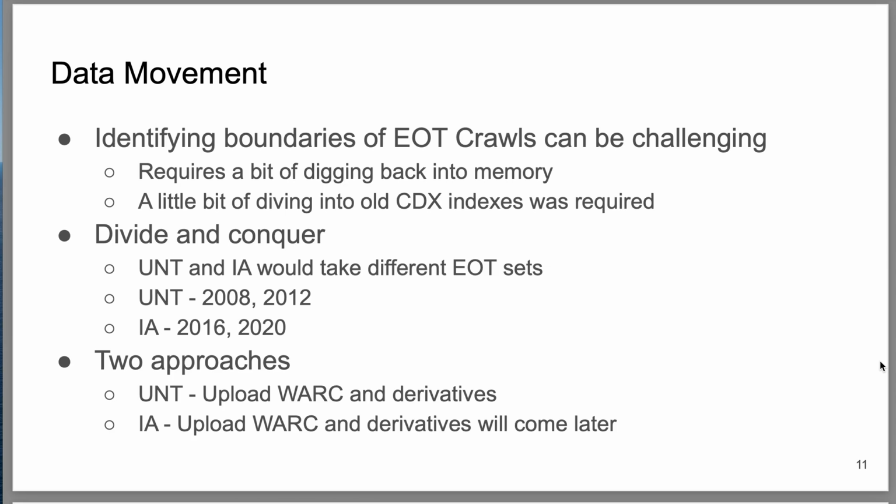So we took the approach of divide and conquer, where UNT and IA would take different sets of the end of term, with, as I mentioned earlier, UNT doing 2008 and 2012, and IA doing 16 and 20. And then we took slightly different approaches, where at UNT we had access to a small Hadoop infrastructure that we made use of. So we uploaded both the WARCs and the derived metadata files, the WATs and WETs. And then at IA, we're actually just uploading the WARCs directly, and then the derivatives will come later, most likely either created in the cloud or pulled down onto a local Hadoop cluster here at UNT.